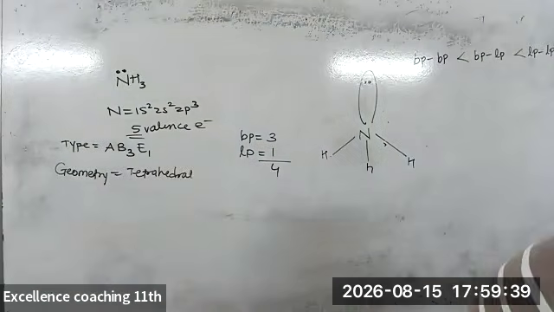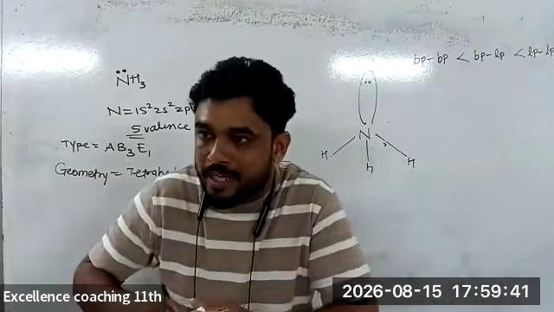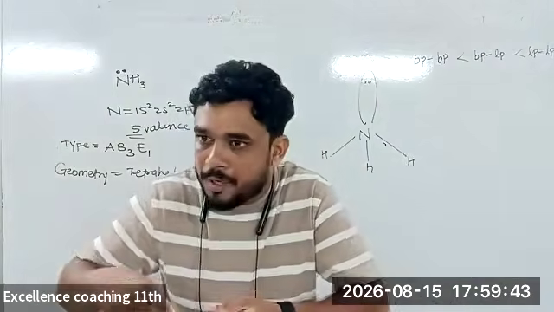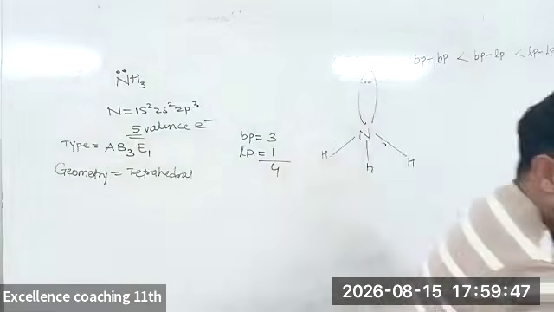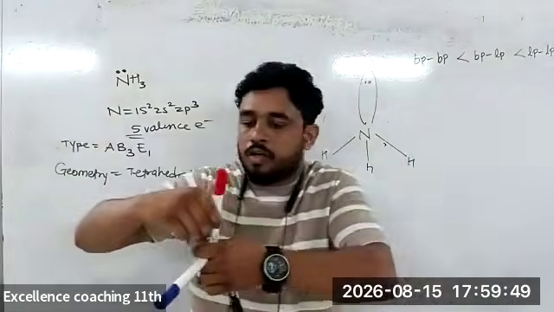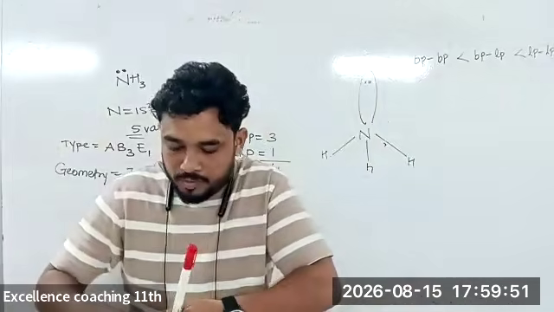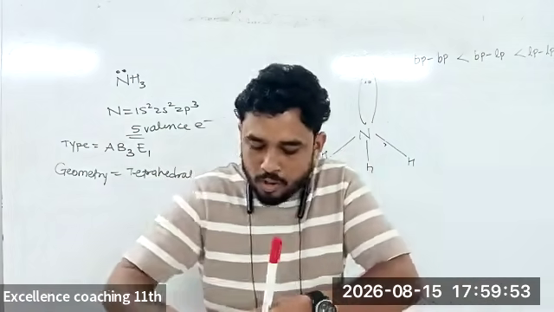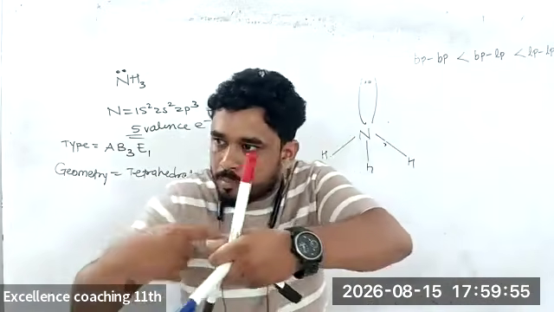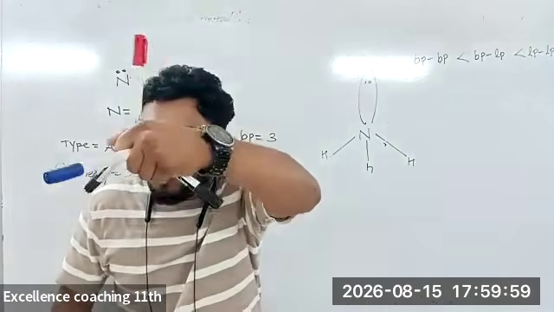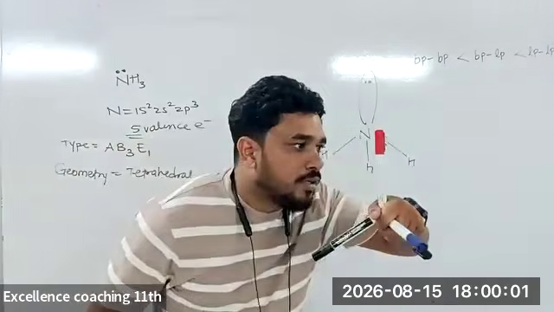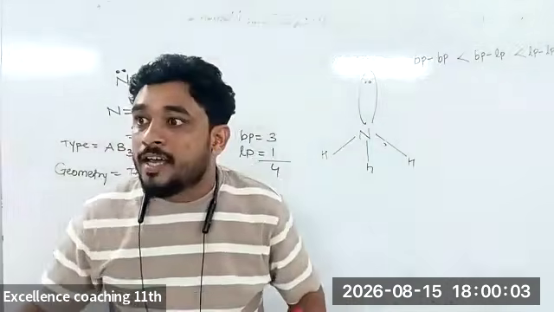Imagine it. This will be 3 hydrogens. I will keep them like this. Bond pair repulsion is minimum, and the highest is here, lone pair and bond pair. So this is lone pair, bond pair, minimum repulsion. Yes or no? Clear? What does this geometry look like? Tetrahedral. Now what do we need to write next?